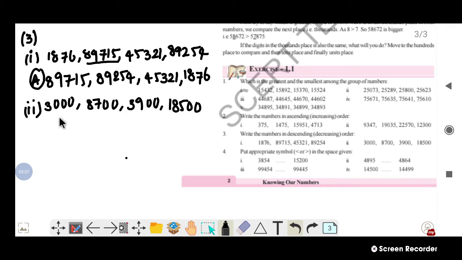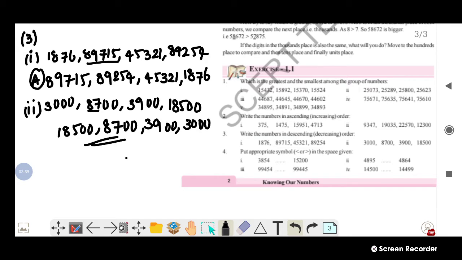So in this, which is the bigger number? All are 4-digit numbers, is it right? Except this one, this is a big number. So directly we can write 18500, comma. Next one, 87 is a bigger one. That's why 8700, comma, 3900 is a bigger number, comma 3000. So these are the values we have.